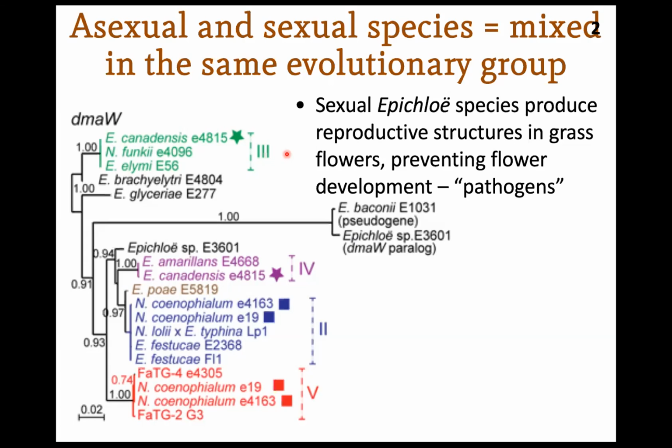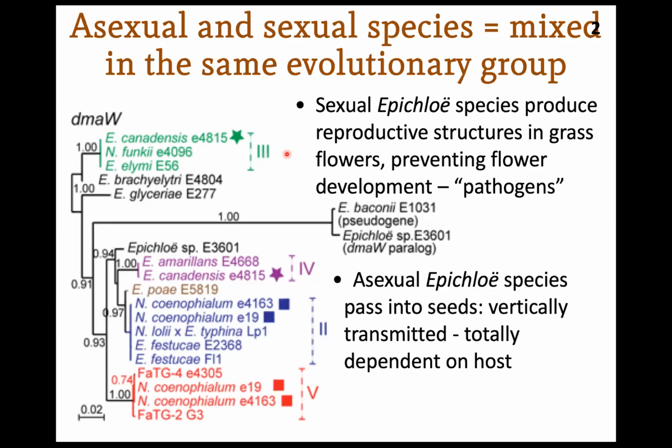And that is true for the Epichloë species. So some Epichloë species are sexual. They produce reproductive structures. And when they do that, the reproductive structures that the fungi produce prevent the development of the grass flower. So they stop the sexual reproduction of the grass. So you can kind of think of these things in a way as pathogens because they're preventing reproduction of the grass and therefore causing problems for the grass.